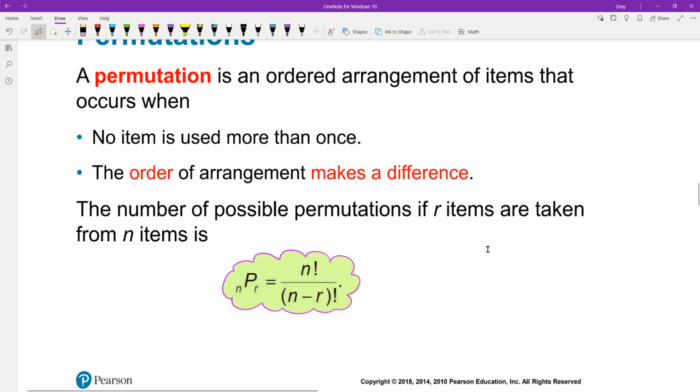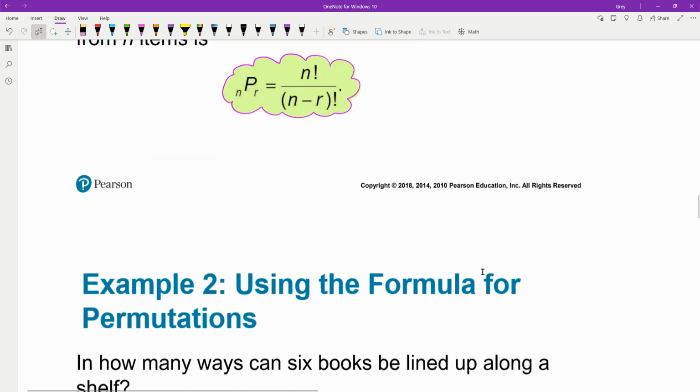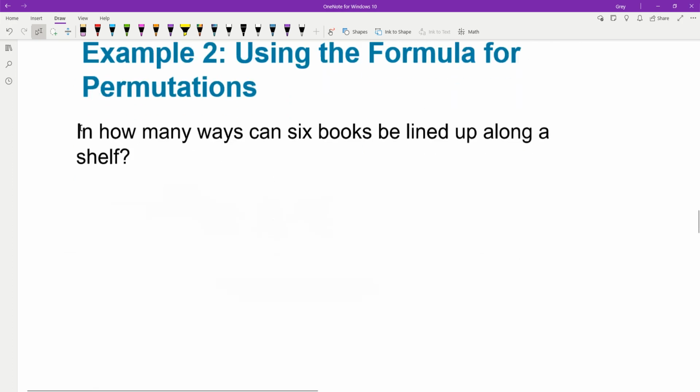Permutations, order makes a difference. If you're lining up a bunch of people, you're thinking about people finishing a race. If you're putting books on a shelf, ordering things in your closet, those different things are examples of permutations. So, how many ways can 6 books be lined up on a shelf? Well, that's a permutation because it's a different way to line them up according to the order. So it is a permutation. I have 6 books to choose from, and I'm going to line up all 6 books. So that's going to be 6 factorial over 6 minus 6 factorial, which is 6 factorial over 0 factorial, which we know is 1. And 6 factorial is 720 ways.